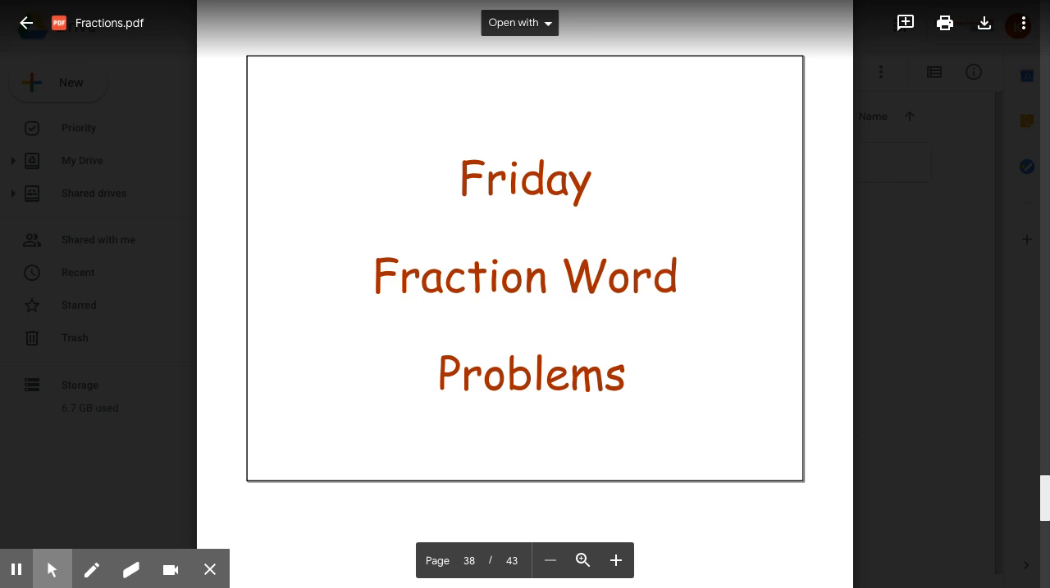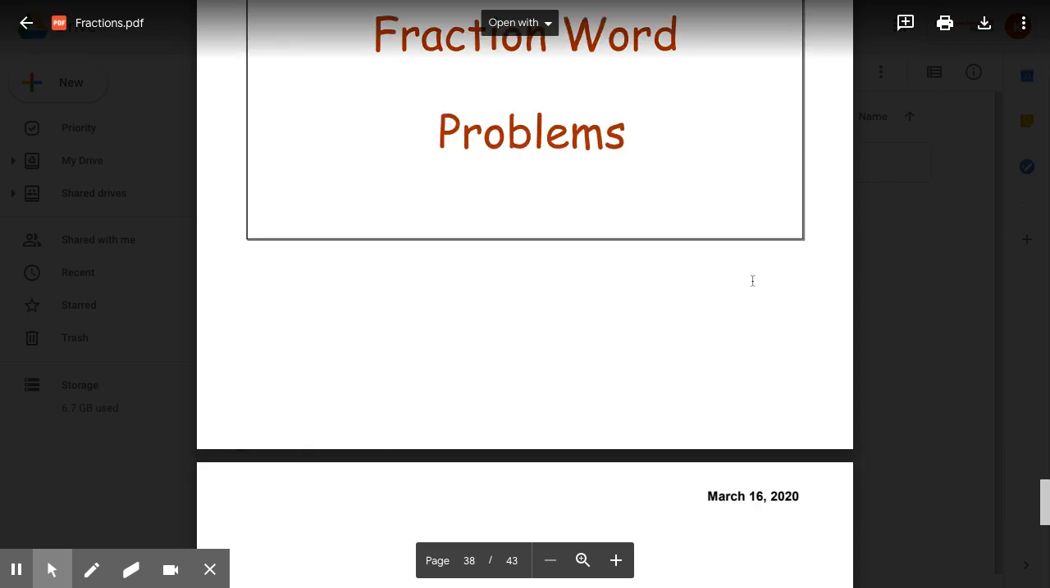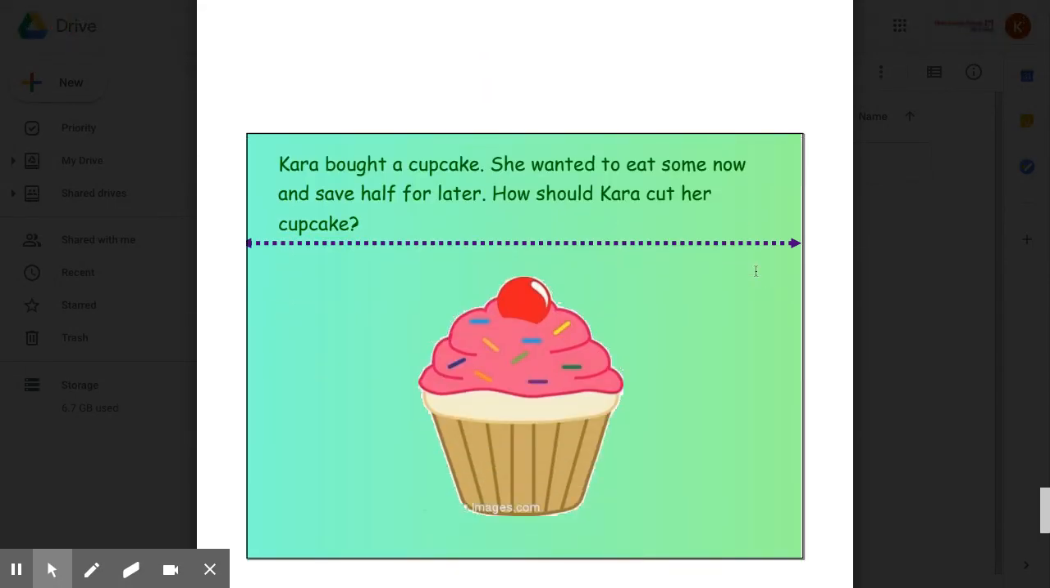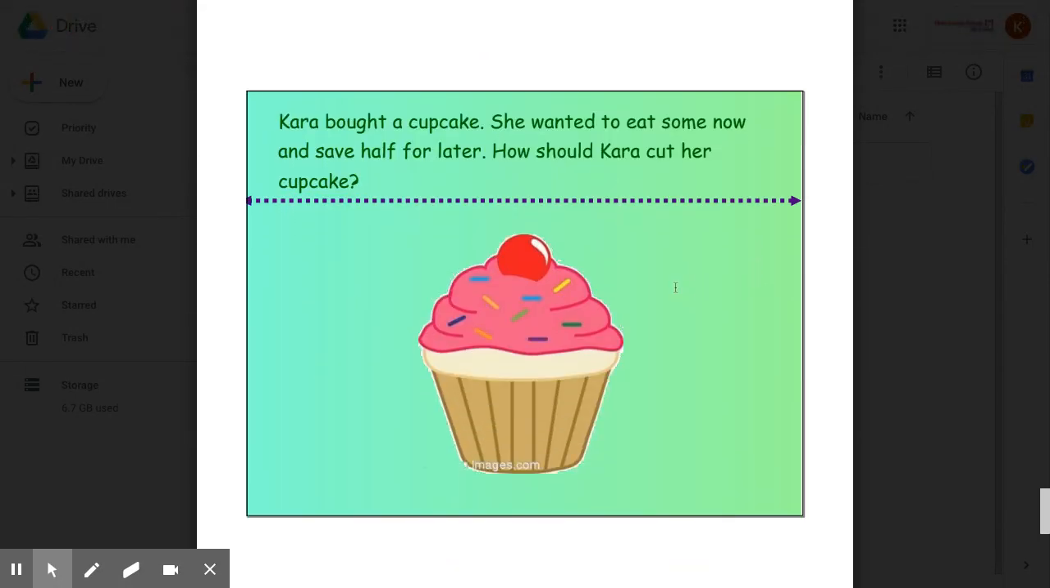Today we are going to be doing more fraction word problems, very similar to the ones you did yesterday. All right, let's start out with the first one.